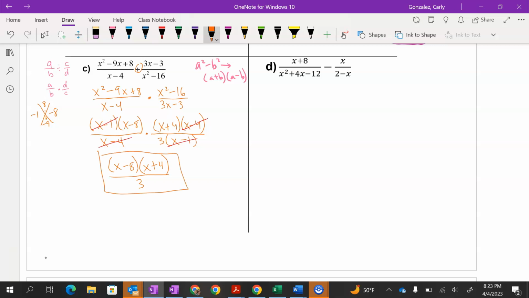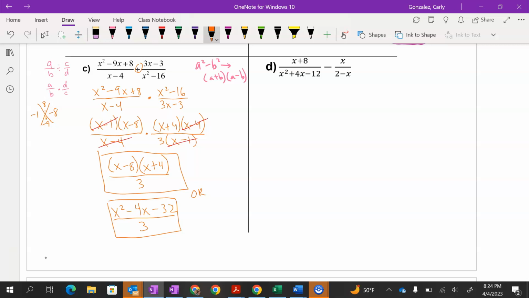Because it's a rational expression, you can leave it in that factored form, or you can multiply it out, and after simplifying, we will get x squared minus 4x minus 32 all over 3. So either of these answers are acceptable.